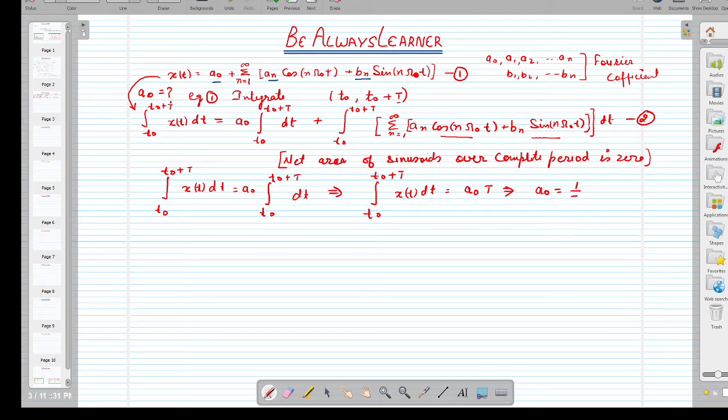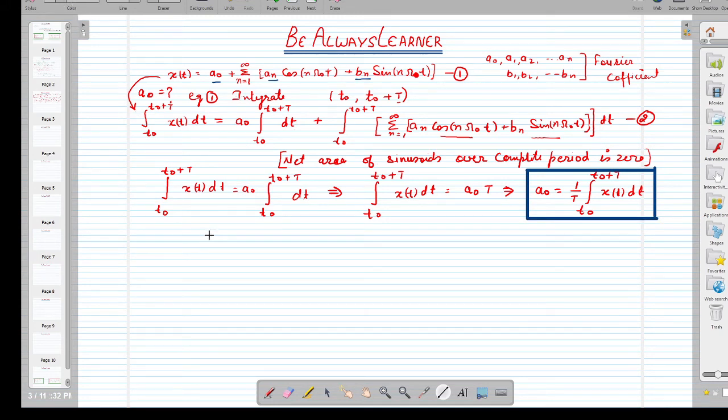So further we implies that the value of a naught will be equal to 1 by T integration of t naught to t naught plus T xt with respect to dt. So that is the value of Fourier coefficient named a naught. So इसकी हम वैल्यू ऐसे फाइंड आउट करेंगे. So this is the first result we are having.